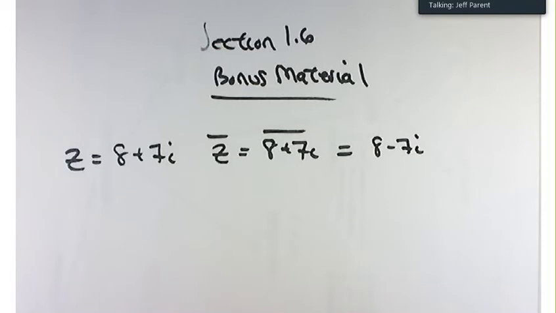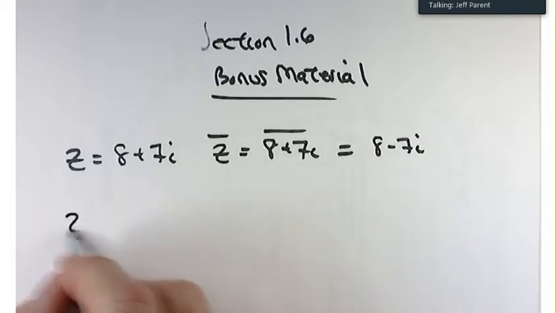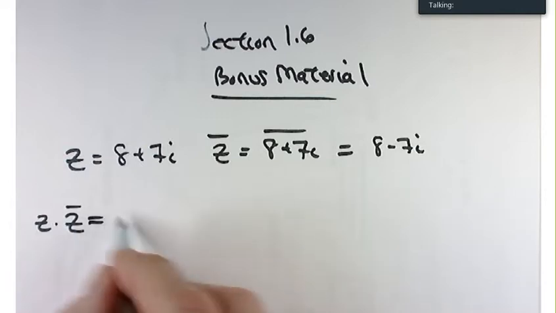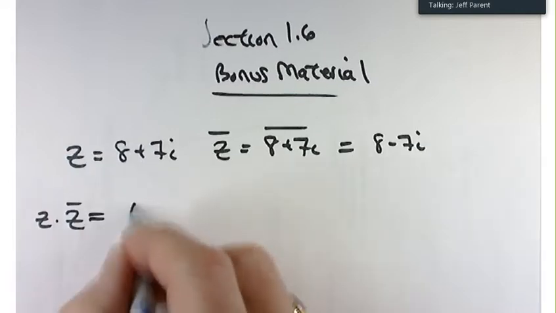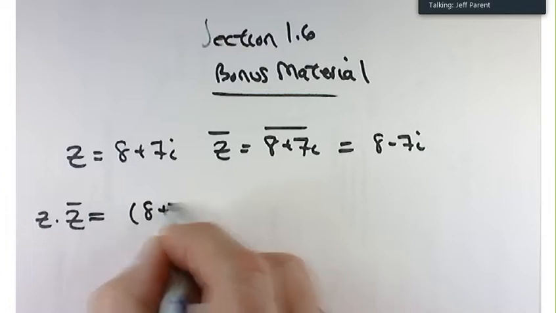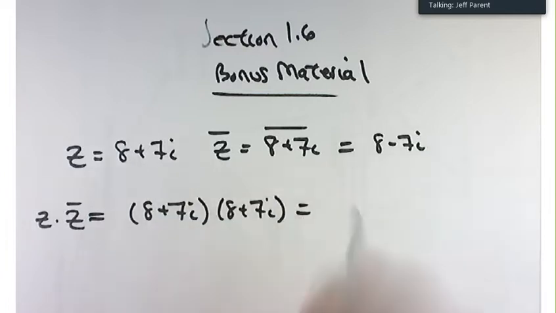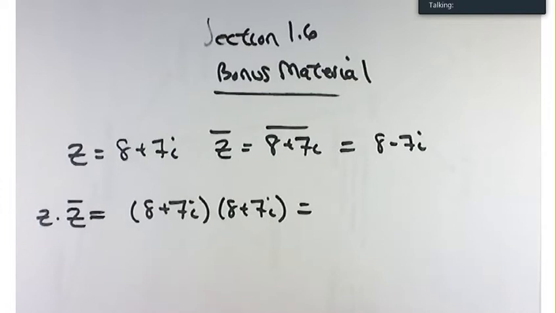It's kind of a neat thing that happens when you multiply a number times its conjugate. So z times z bar. Well, let's just do it out and find out. This is going to be 8 plus 7i times 8 plus 7i. This is when you FOIL.